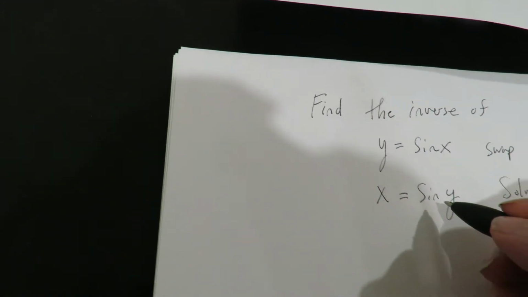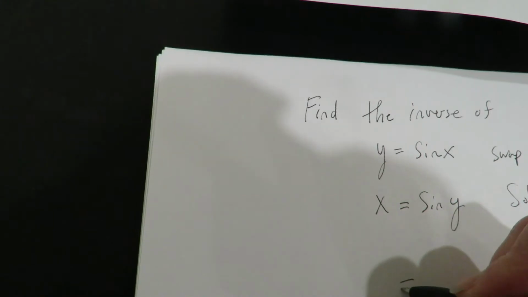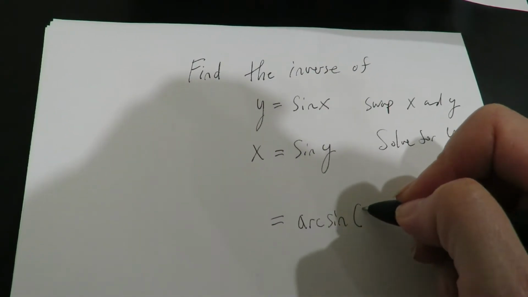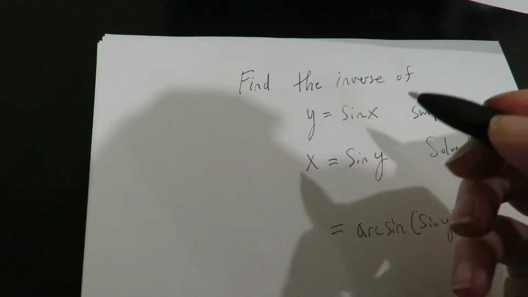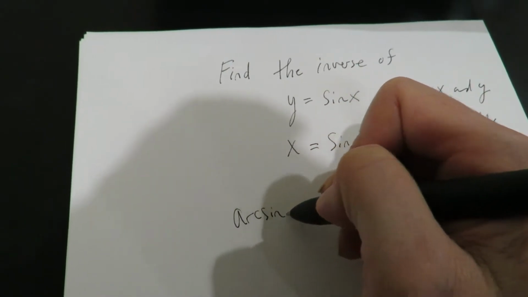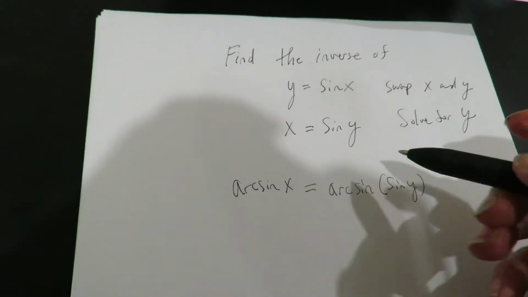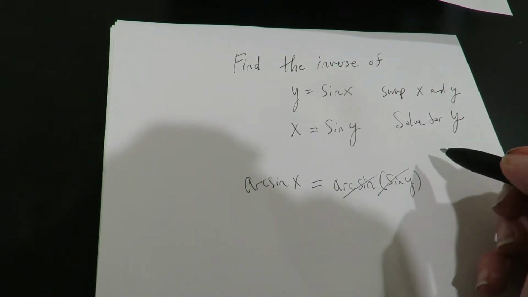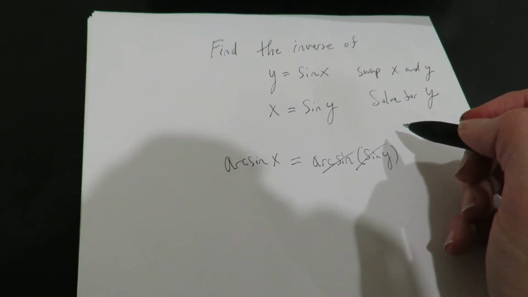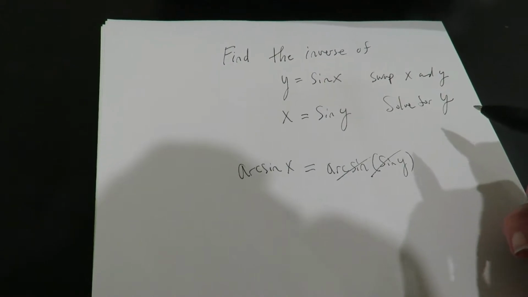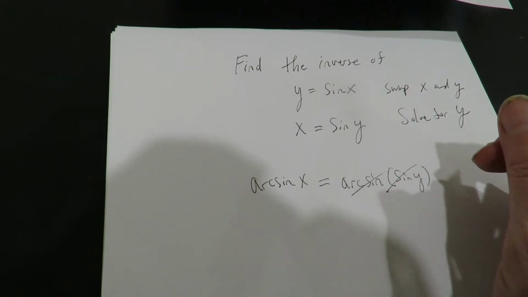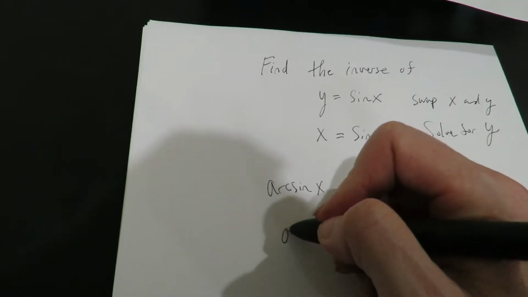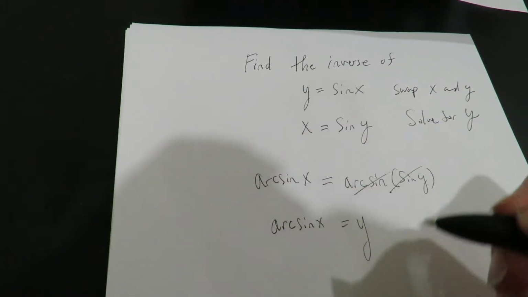All right, so what I have to do is undo the sine. To undo a sine, I have to apply its opposite. The inverse of a sine is an arc sine. They're opposites, so an arc sine and a sine will undo each other. That's like adding 5 and subtracting 5. They are opposites. They cancel each other out. So that leaves me with a y. So y equals arc sine x.